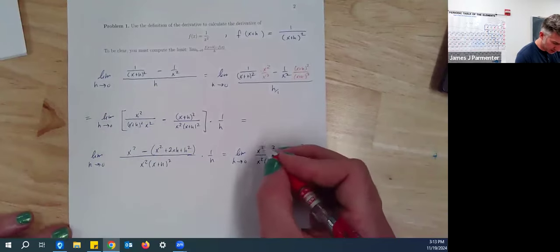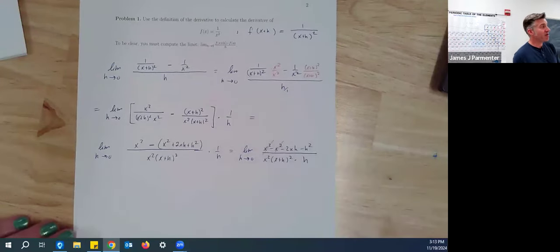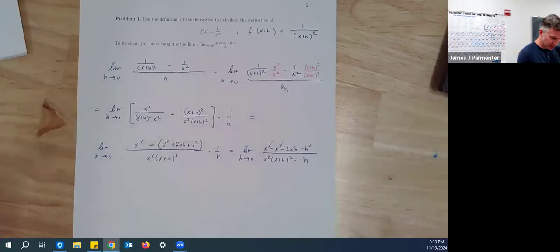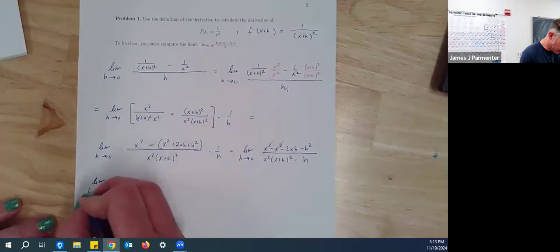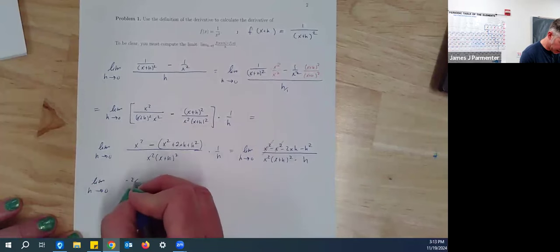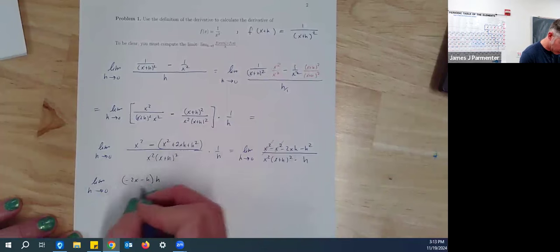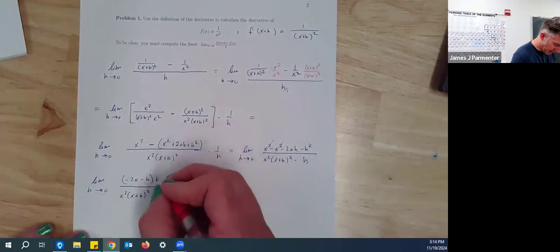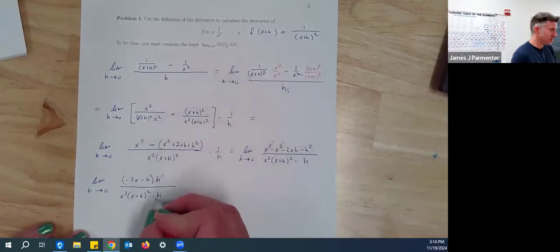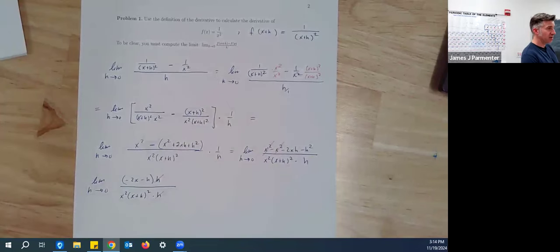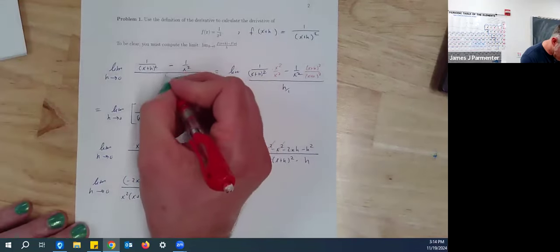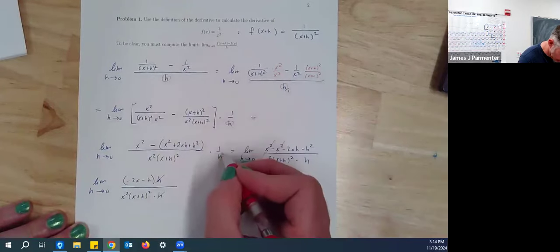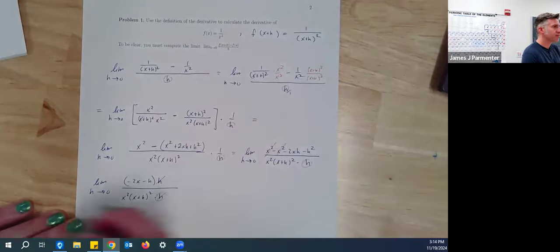Now, the x squared minus x squared is 0, and everything else in the numerator has an h in it. I like to take the additional step of factoring out an h and rewriting it as the limit as h goes to 0 of negative 2x minus h all times h over x squared times x plus h squared times h. And finally, I can cancel out the original h that was in the denominator. Not any other h, specifically this first h here. That one is the one that is canceling out, not some other one.